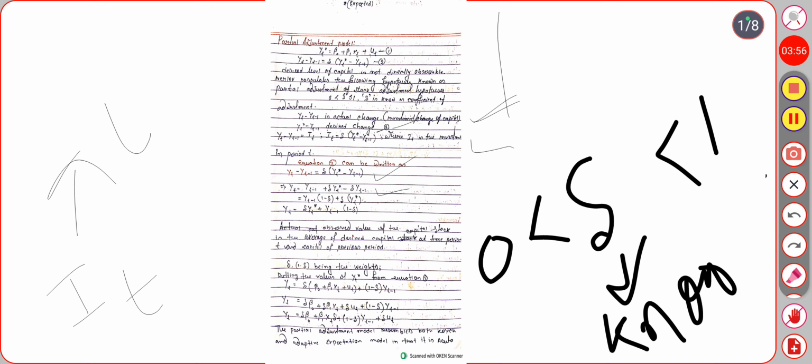So here the observed value of the capital stock is the average of desired capital at time period t and capital of the previous period. From the above equation, delta and 1 minus delta are the weights. Putting the value of yt star, that is the expected value, from equation 1: yt is equal to del of beta naught plus beta 1 xt plus ut, plus 1 minus del yt minus 1.